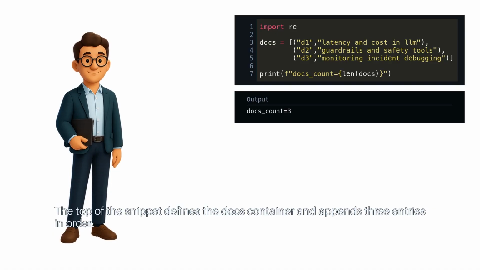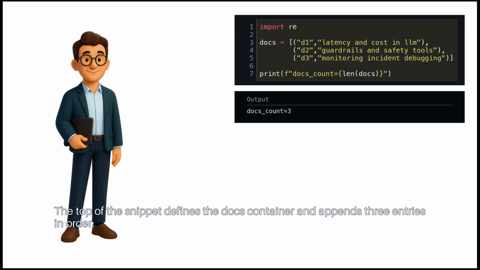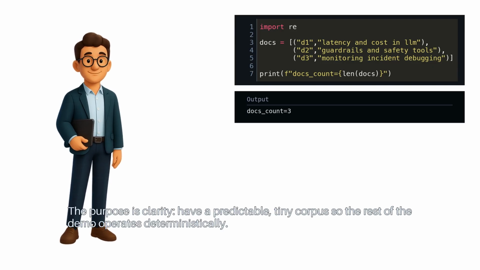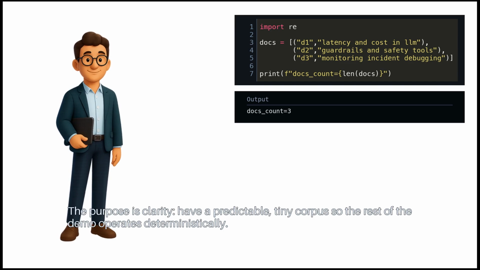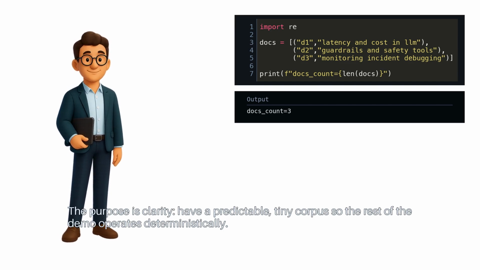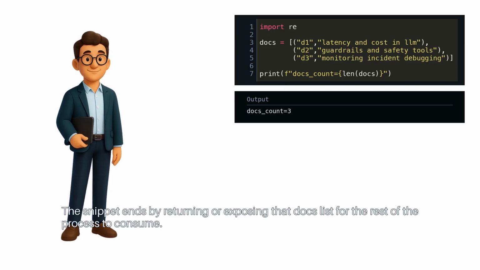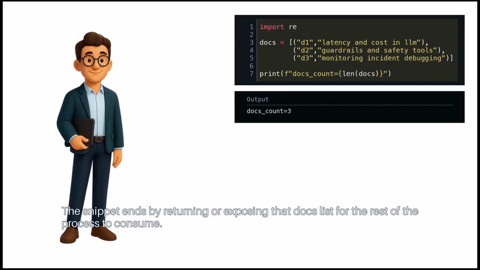The top of the snippet defines the docs container and appends 3 entries in order. Each entry is small and human-readable, so you can inspect what the search should match. The purpose is clarity: have a predictable, tiny corpus, so the rest of the demo operates deterministically. The snippet ends by returning or exposing that docs list for the rest of the process to consume.